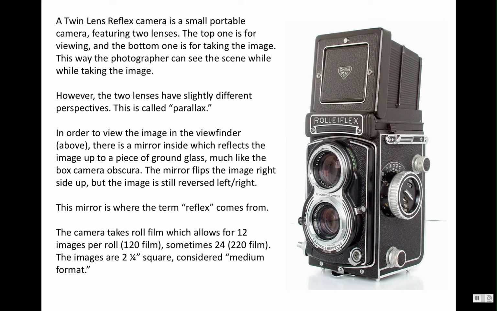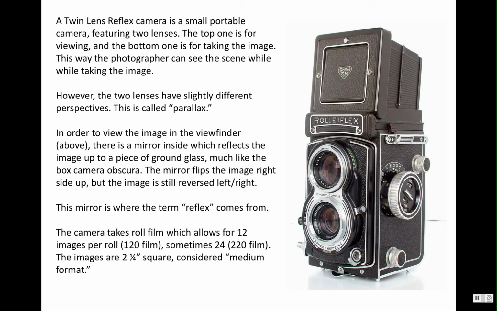Now, in order to view the image, there's a mirror located inside this upper portion of the camera which bounces the image up to the viewfinder, very much like that box camera obscura camera. So that allows the viewer to see the image up here. It's a look-down focusing system, and that mirror is where the term reflex comes in.